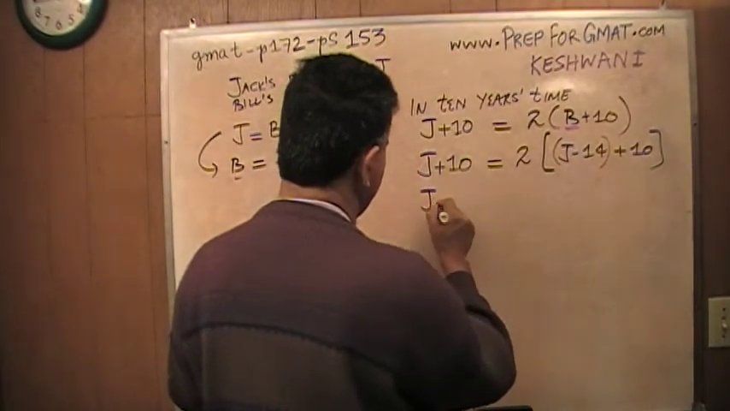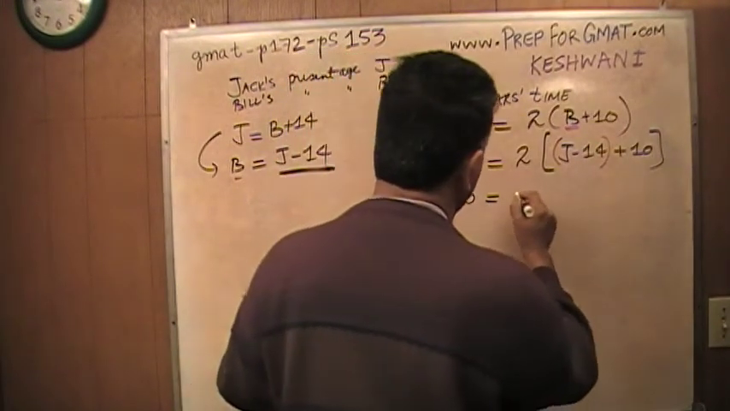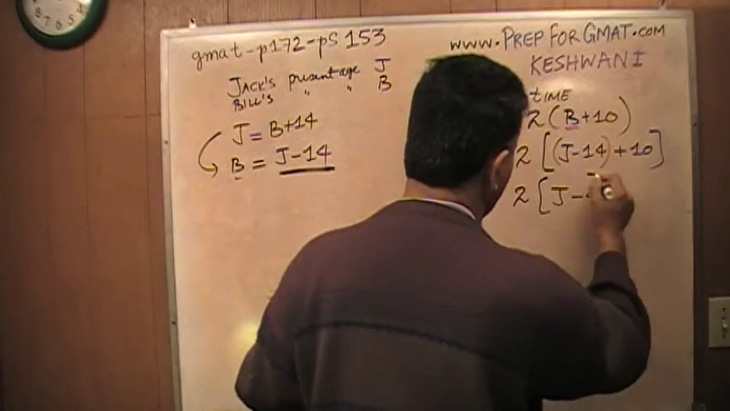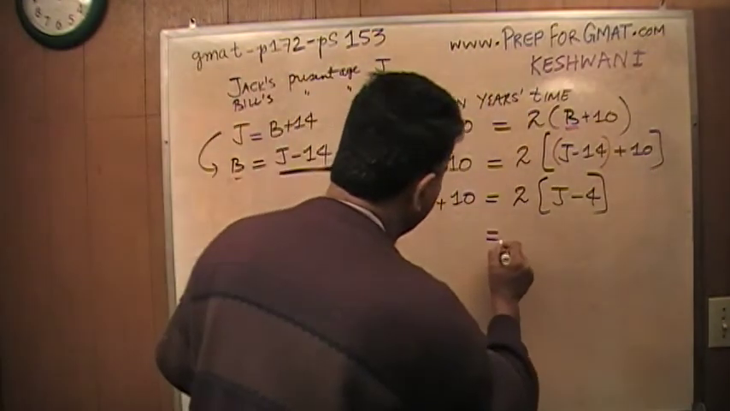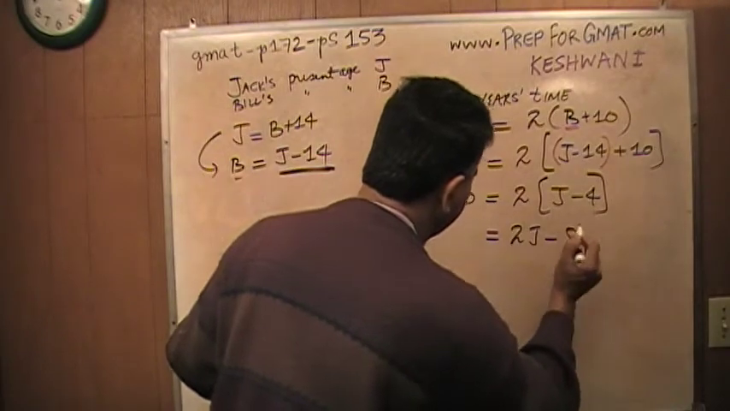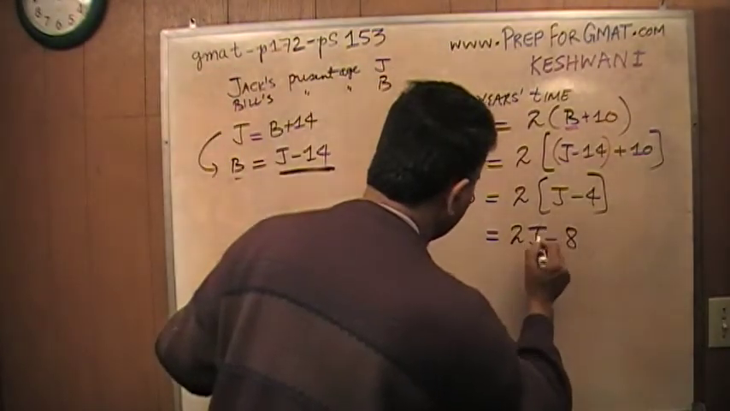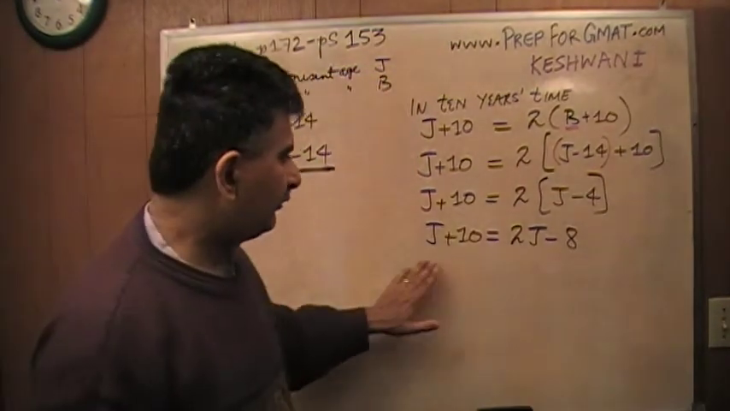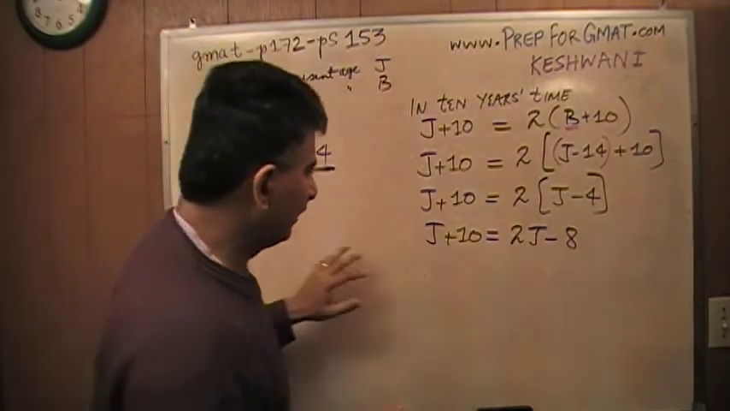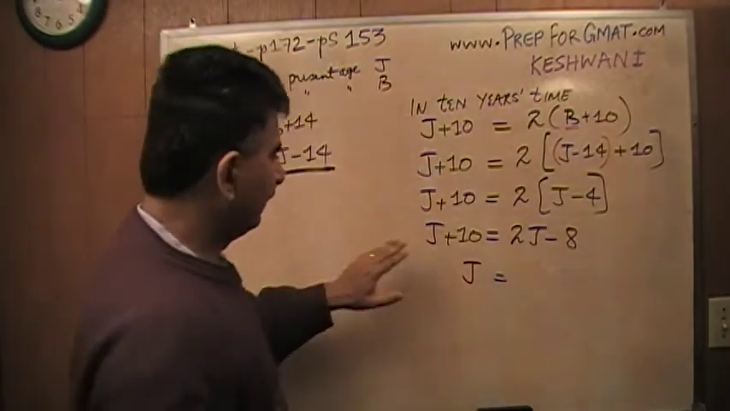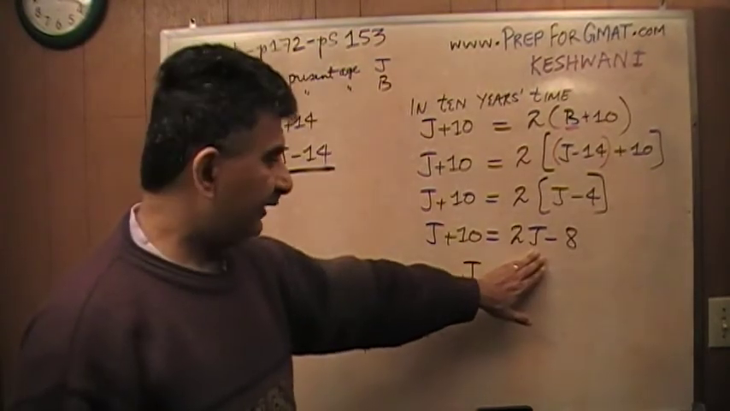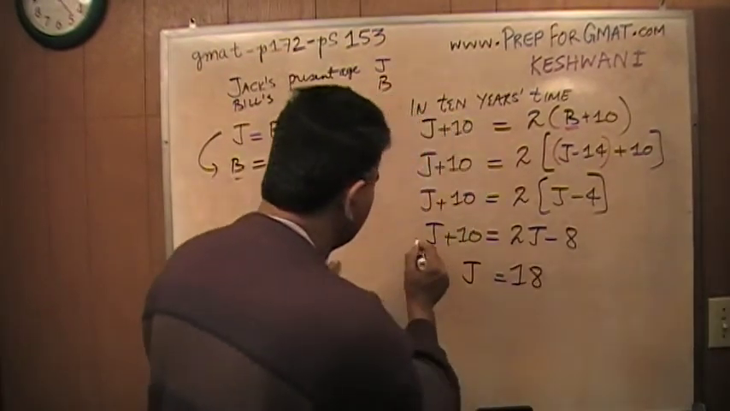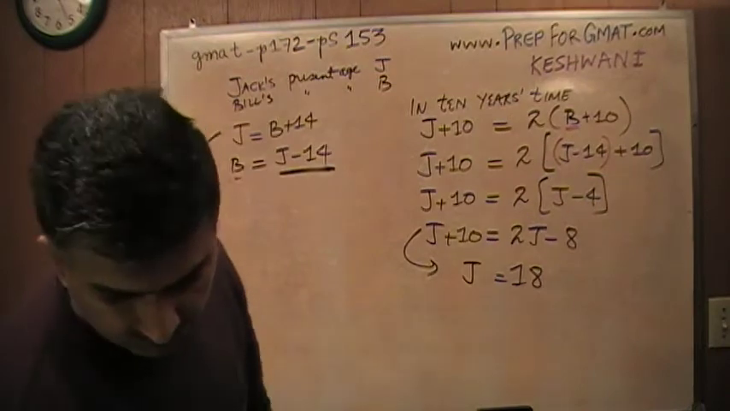So that tells me that J plus 10 equals 2 times J minus 14 plus 10, that's minus 4. Let's open this parenthesis, so I get 2J minus 8. We're almost there. 2J minus 8, and here I have J plus 8. Subtract J from both sides. If I subtract J from both sides, this 2J is going to become a J. In other words, I'm bringing J to the right hand side, and then I'm bringing A to this side, is 18. If you were to solve this equation, you will find that J is 18. 23 should be the answer choice.